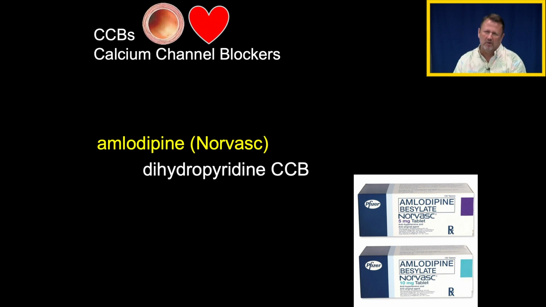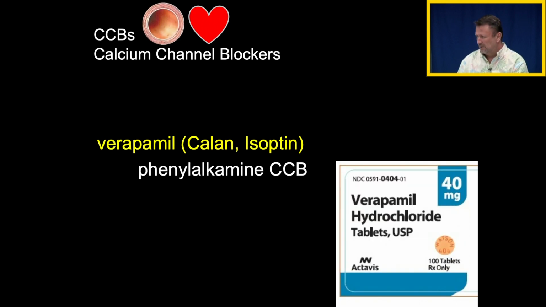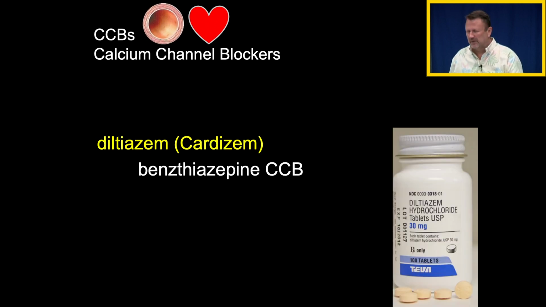So amlodipine, Norvasc, is a dihydropyridine calcium channel blocker. It does have some uses that are different than the other dihydropyridines. Nifedipine, Procardia, Adalat, is a dihydropyridine, pretty much like all the other ones. Verapamil is a calcium channel blocker. We're going to use it when we talk about cardiac rhythm. We can use it as an antihypertensive, but it has some rhythm things that we're going to talk about. Same thing with diltiazem. So there are calcium channel blockers in a class by themselves.